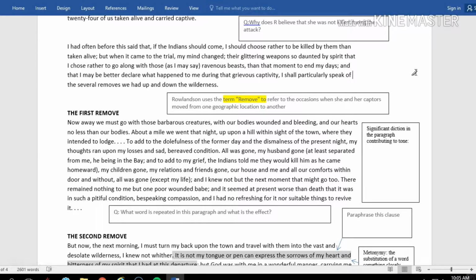This concludes part 1 of this reading selection, The Captivity and Restoration of Mrs. Mary Rowlandson. Please remember to complete these answers on a separate sheet of paper. It'll make it much easier to read by you and by me during grading and, of course, during studying time.